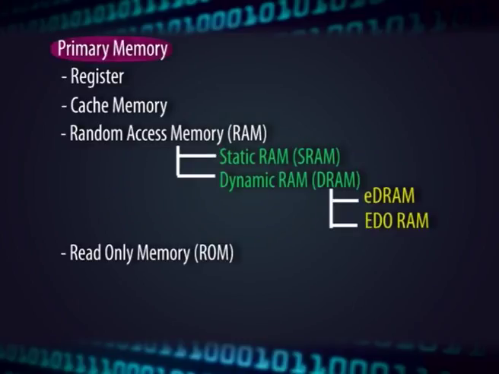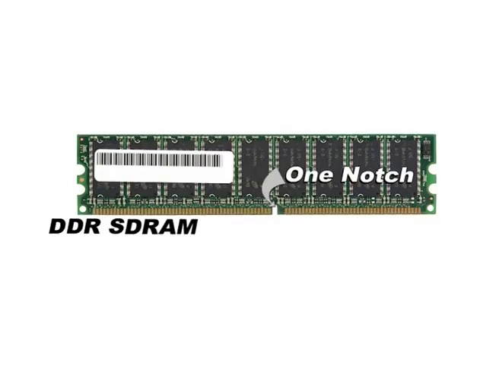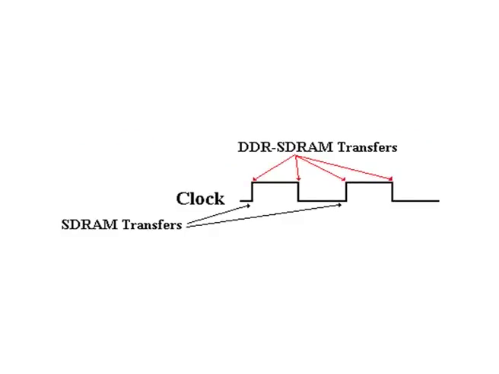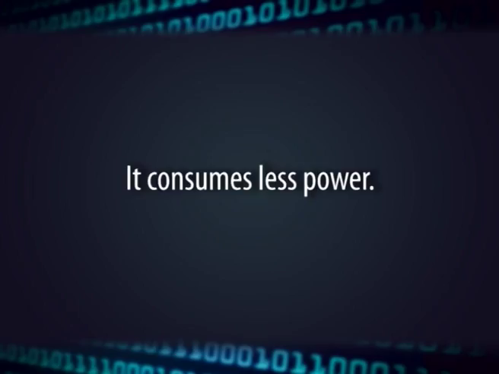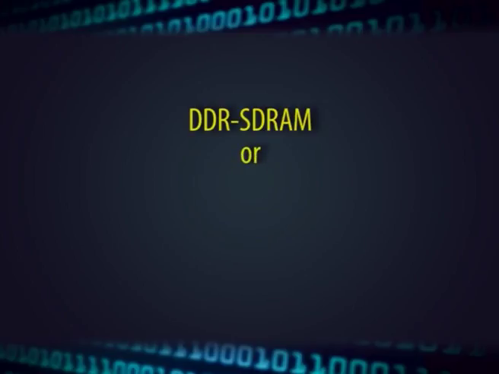The next dynamic RAM is DDR-SDRAM, that is Double Data Rate Synchronous Dynamic RAM. It has higher bandwidth, meaning greater speed. It supports data transfers on both edges of each clock cycle, effectively doubling the memory chip's data throughput. It consumes less power. DDR-SDRAM is also called SDRAM2 or DDRAM.